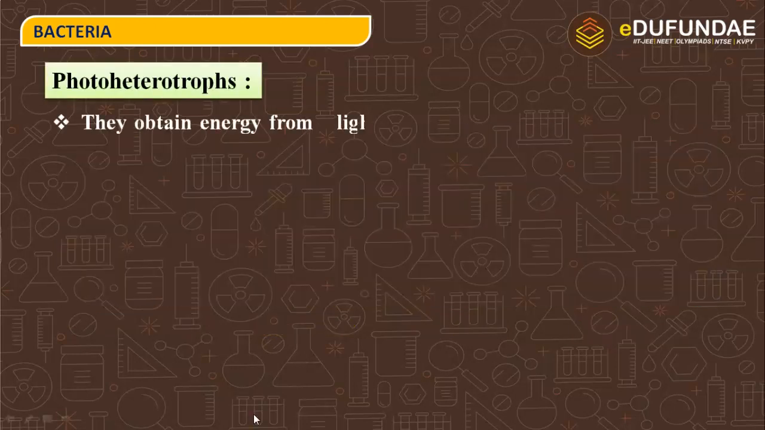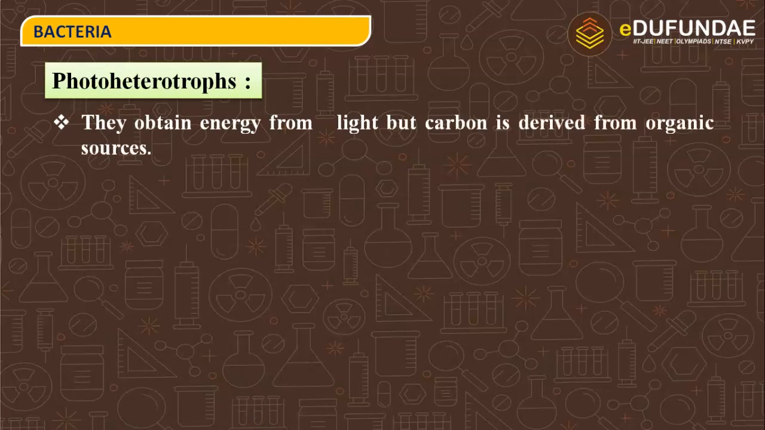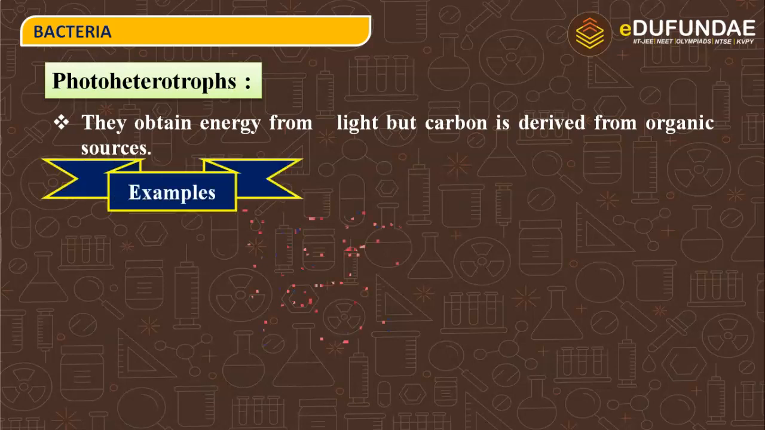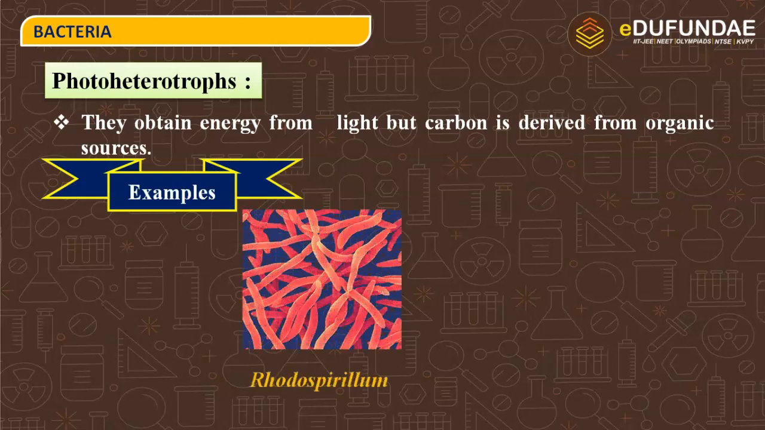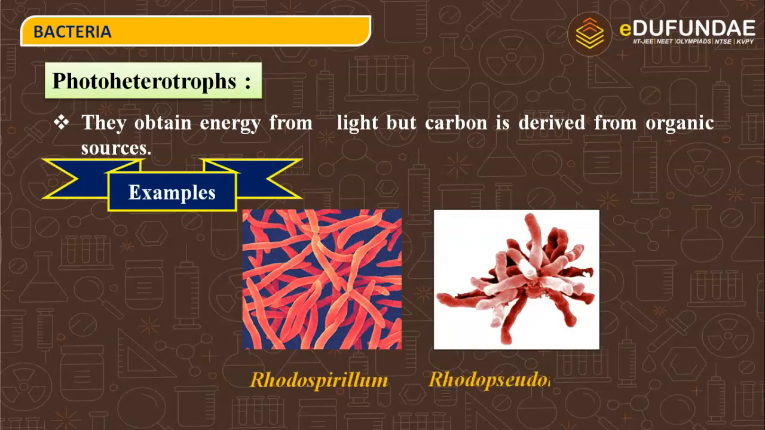Next we have the Photoheterotrophs. So these are the bacteria that obtain energy from light, but carbon is derived from organic sources, not from carbon dioxide. So we have the examples, that is the Rhodospirillum as well as Rhodopseudomonas. Both bacteria are photoheterotrophic in nutrition.